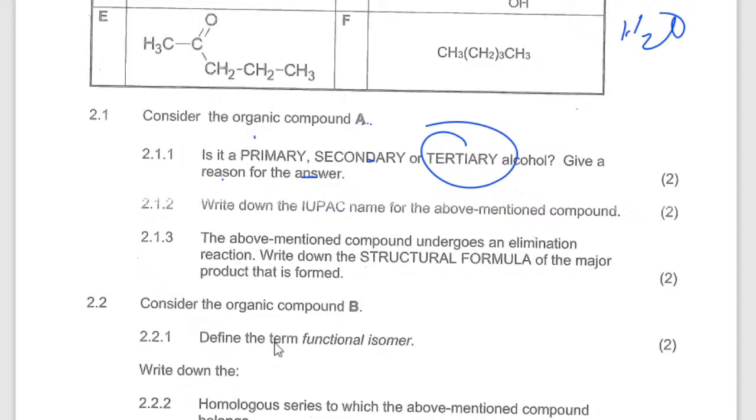Then they're saying the homologous series to which the above mentioned compound belongs. To which homologous series?